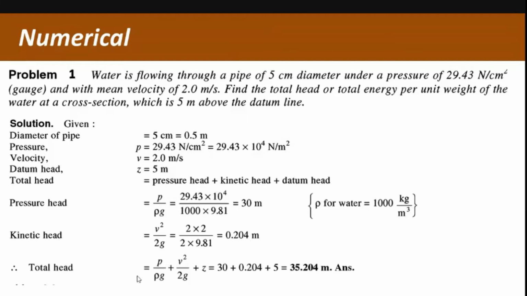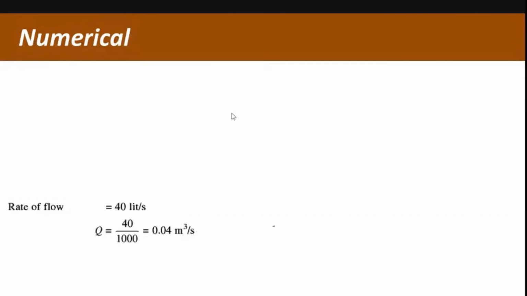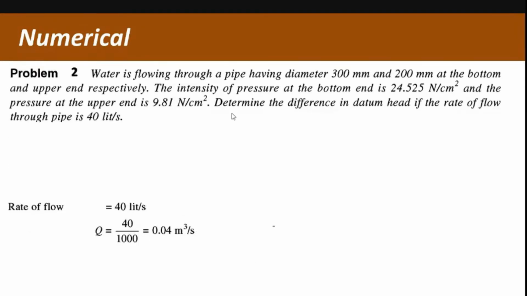Therefore, total energy head, or simply total head, is P by rho g plus v square by 2g plus Z. So 30, the pressure head, plus velocity head 0.204, then plus datum head which is 5. So the answer is simply to add them: 35.204 meter. So it is a very simple problem. You just had to calculate pressure head, velocity head and datum head, and add all three. Okay, now we will see the next problem.